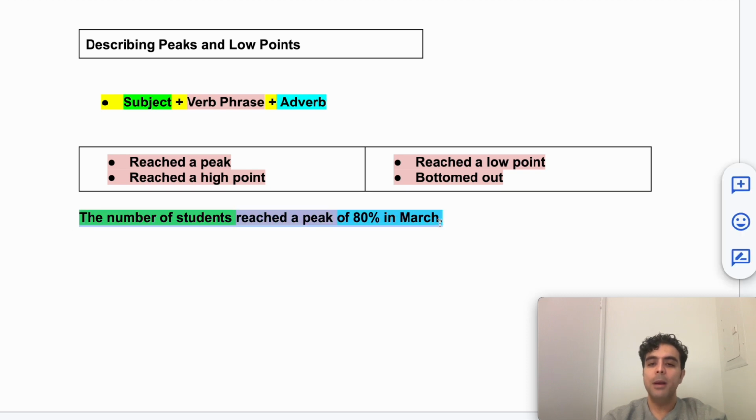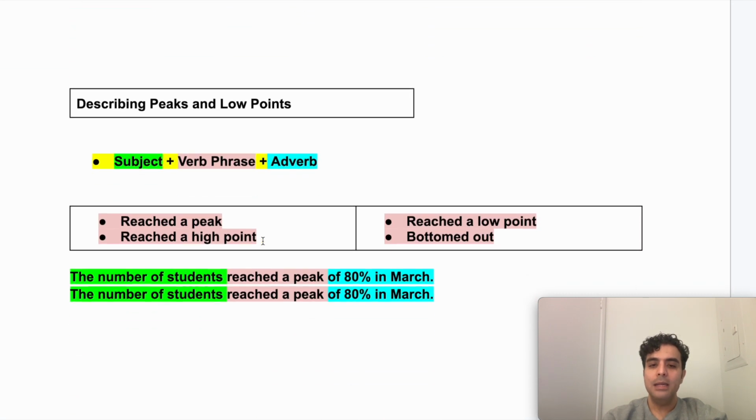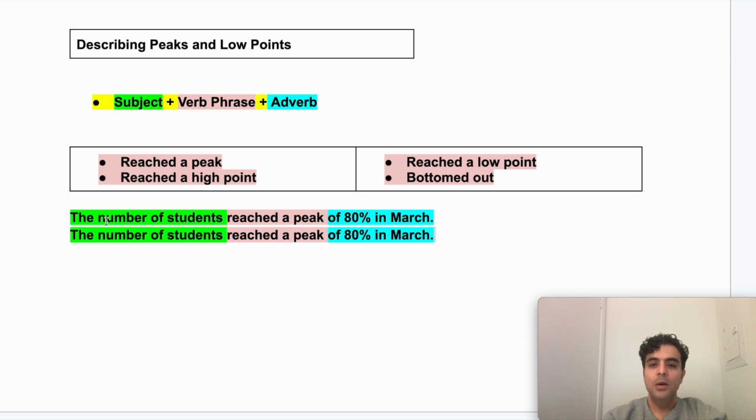What if I want to talk about a low point? How can I do that? Well, to create some variety in my sentence structure, what I will do is I will start my sentence with the adverb of time. And so I will say, in March, the number of students reached a peak, right?